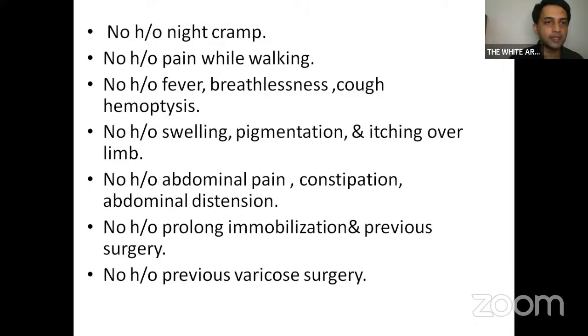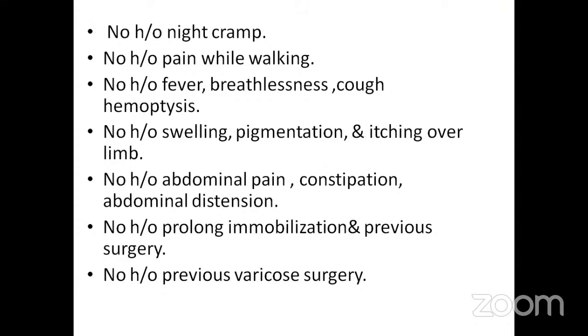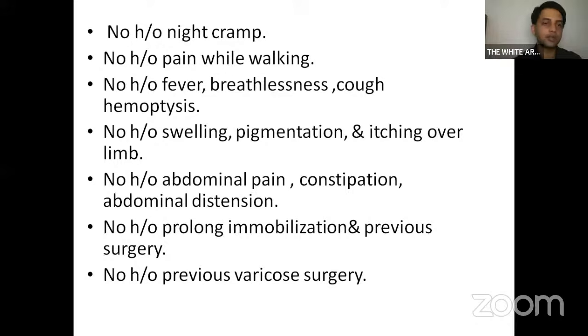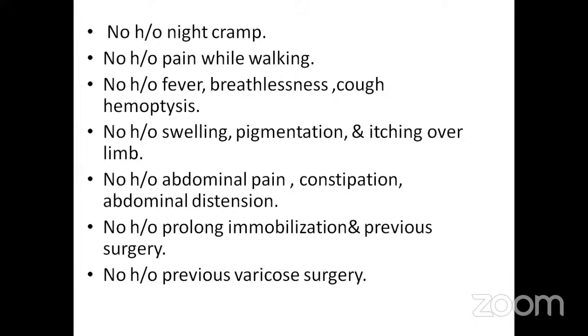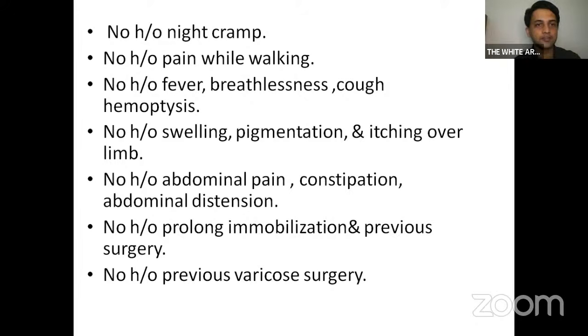Can you please tell me the reasons why you asked all these questions? Sir, the night cramp history was to rule out DVT. Then pain while walking, I asked to rule out arterial disease, sir. Then fever, breathlessness. You are doubtful about arterial disease here? Because of the ulcer, sir, I thought arterial disease might also cause an ulcer. Then anything else?